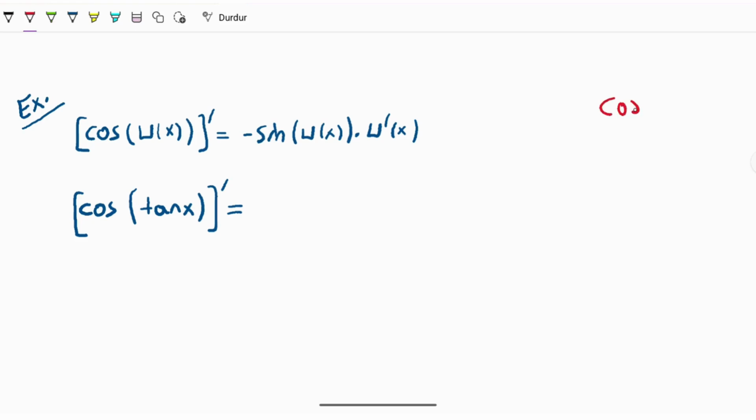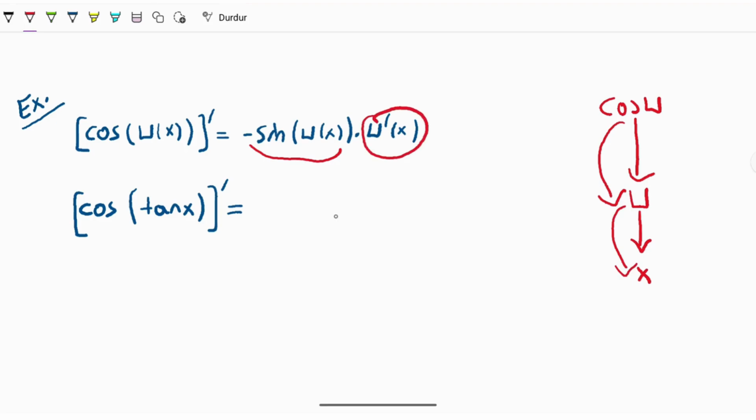Cosine u, let me sketch this diagram. Cosine u depends on u depends on x. The derivation of cosine u with respect to u is minus sine u, and the derivation of u with respect to x is u prime of x, written here. So consider this particular case by assuming that u is equal to tangent x.